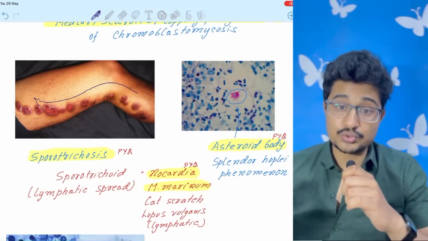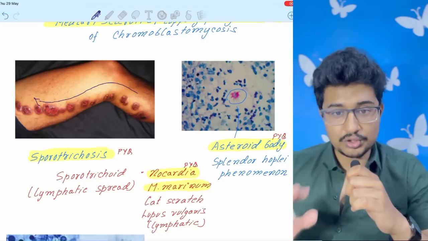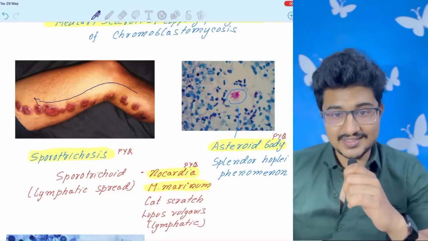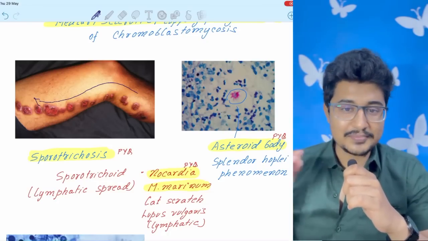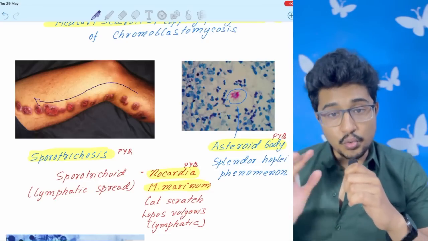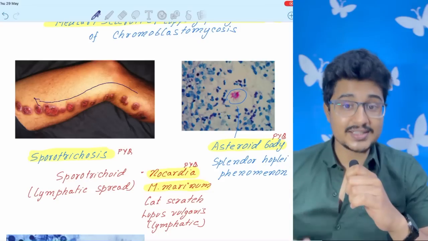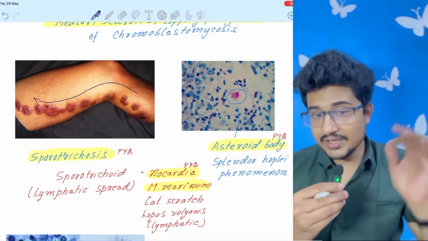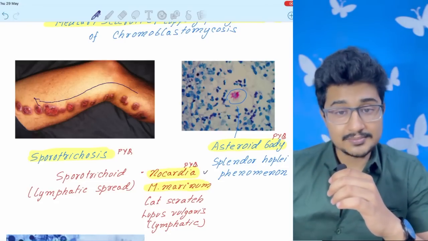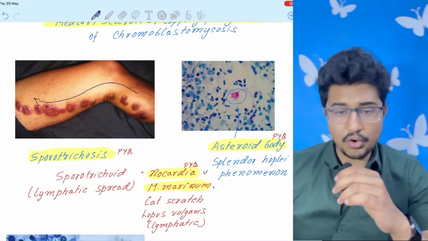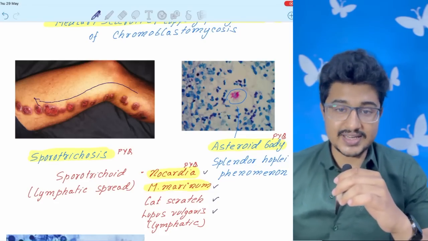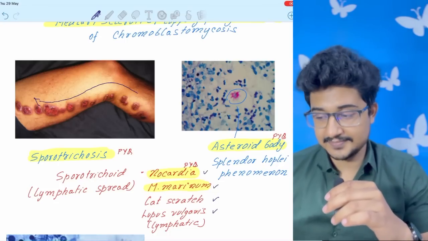After that, you can see along the lymphatics in a linear pattern the disease has spread. This occurs due to thorn prick, and is also called rose gardener disease, found in the sub-Himalayan region. So this is nothing but sporotrichosis. Now the next question they ask is, what are the diseases that spread in the sporotrichoid fashion or lymphocutaneous fashion? So these are Nocardia, Mycobacterium marinum or atypical mycobacteria, cat scratch, and the lymphatic variant of lupus vulgaris.